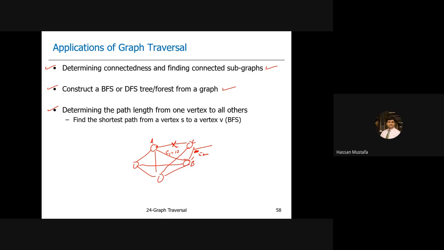So maybe I could reach node D as well, and D is also connected to B. So from A, I can go to D, D to B, and B to C. That is another way to reach C from A. So should I use this path, or should I use A to B and C? That would depend on the cost of these edges. So I would pick one of the two choices, the best choice I can make, maybe the smallest distance. So the shortest path algorithms depend on this third point.